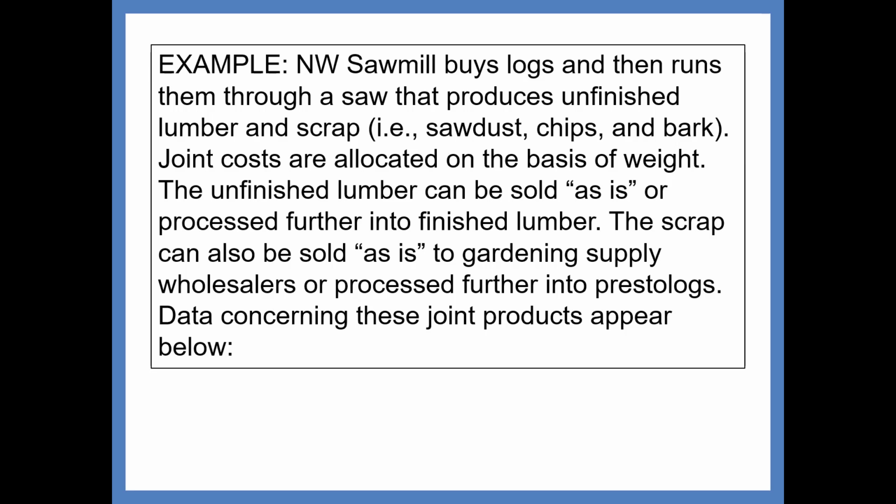Here's our example. Northwest Sawmill buys logs and then runs them through a saw that produces unfinished lumber and scrap, that is sawdust, chips, and bark. Joint costs are allocated on the basis of weight. The unfinished lumber can be sold as is or processed further into finished lumber. The scrap can also be sold as is to gardening supply wholesalers or processed further into Presto logs. Data concerning these joint products appear below.